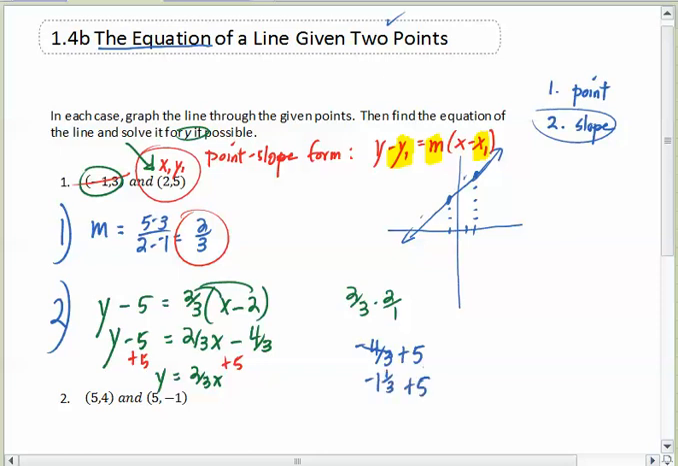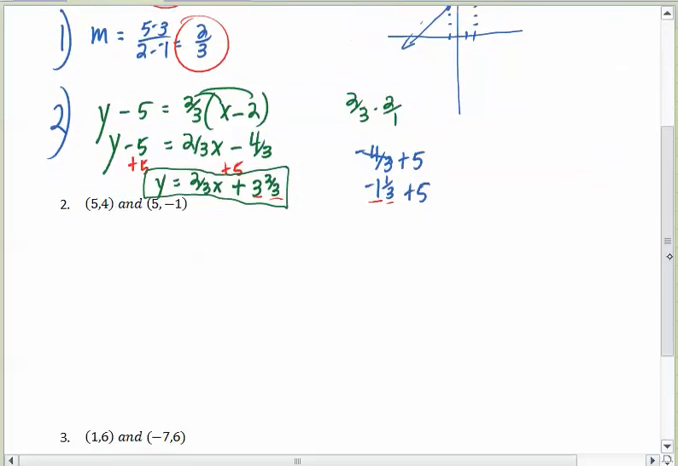If I had $5 and I took away 1 1/3, then what would I have? Well, I would have a positive 3 2/3. Now, think about that. Here's the 1 and the 3, that makes 4. Here's the 2/3 and the 1/3, that makes the remaining 1, so we have 5. Okay, so the equation of your line is y equals 2/3 x plus 3 2/3. Let's go on to the next example.